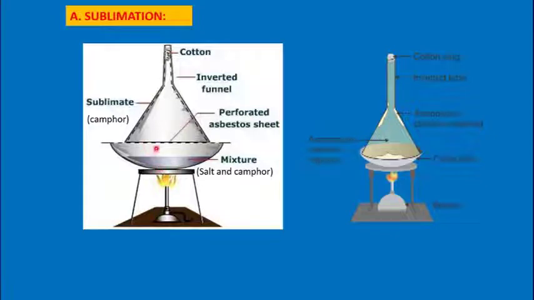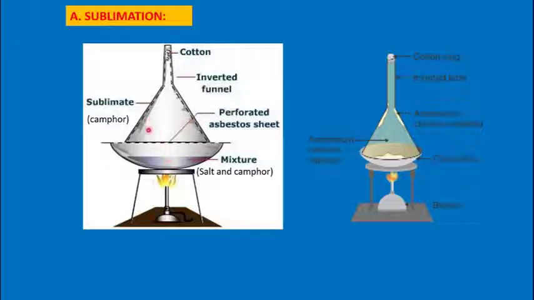When you start heating it, you can see the dense white fumes of camphor rising up inside the inverted funnel. Once the vapor stops forming, you have to cool it, switch off the burner, and observe it carefully. Keep it for some time. On cooling, you can observe that camphor, which is sublimable, will be condensed on the side of the funnel, and the sodium chloride will be left behind in the china dish or the evaporating dish.